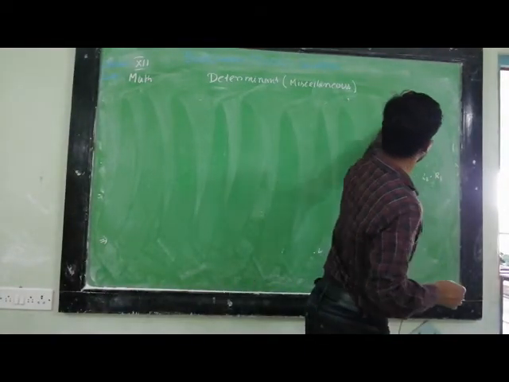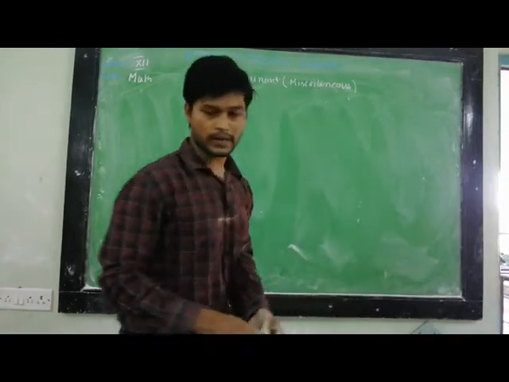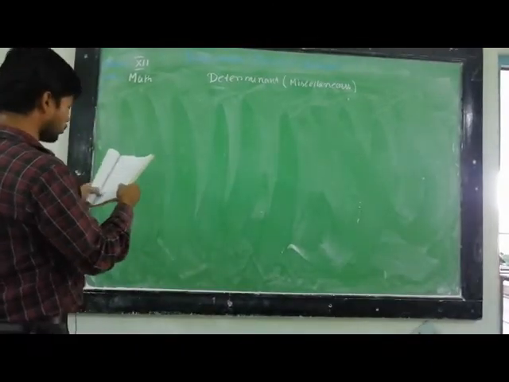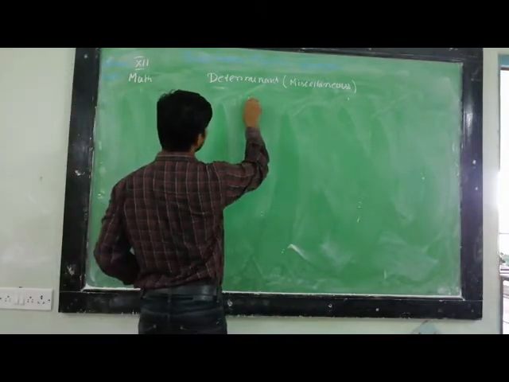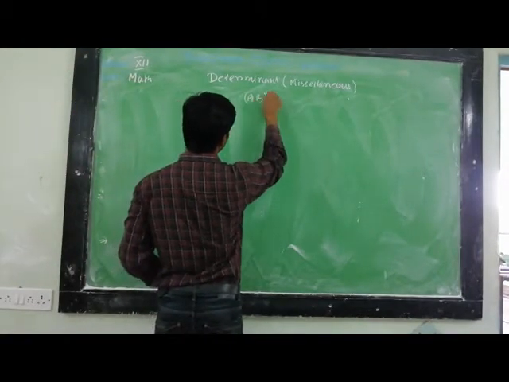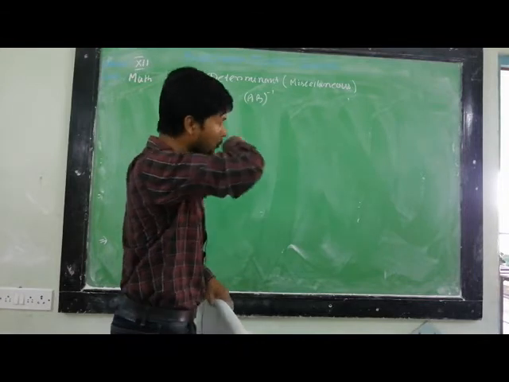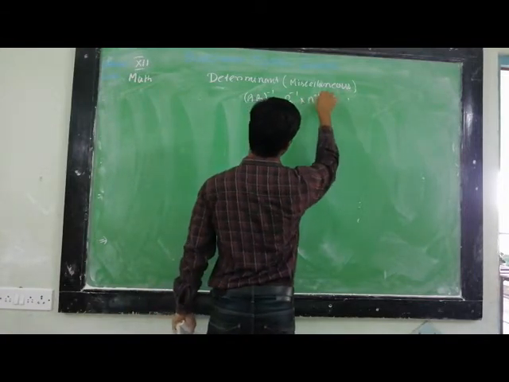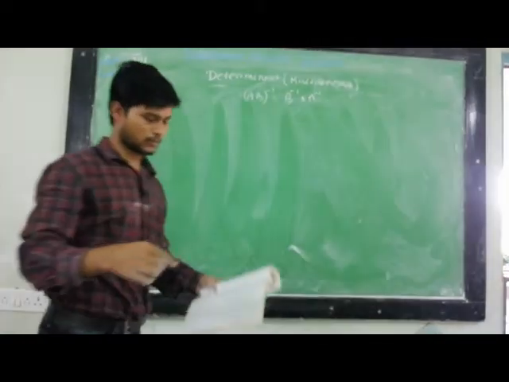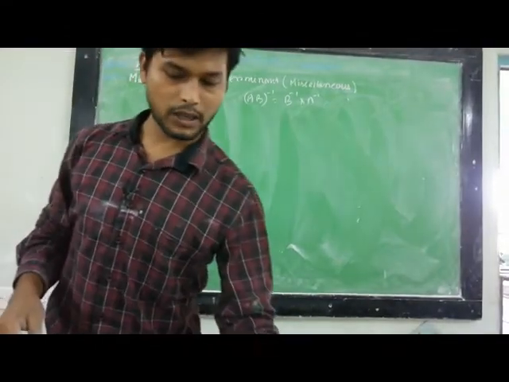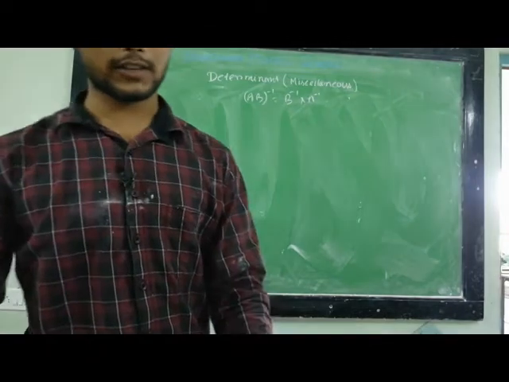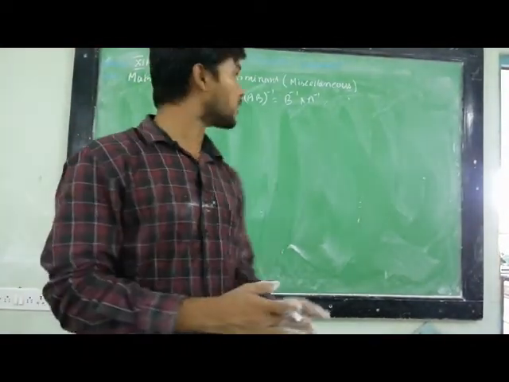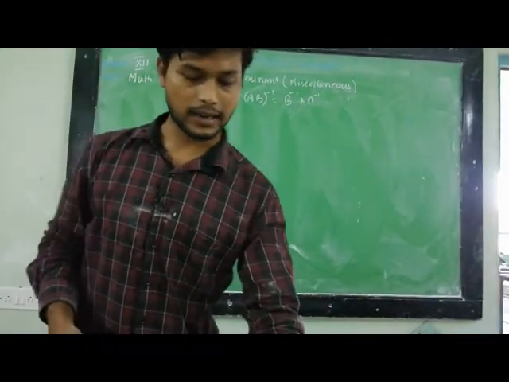Question number 7: two matrices are given, A inverse and B. We have to find (AB) whole inverse. We know the formula that (AB) inverse is equal to B inverse into A inverse. A inverse is given and B is given. From B we will calculate B inverse first, and then we will multiply B inverse and A inverse.